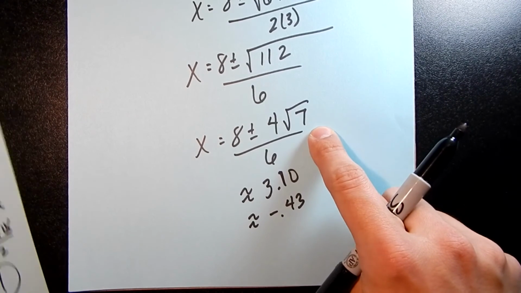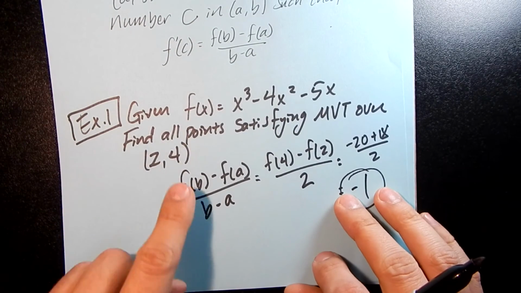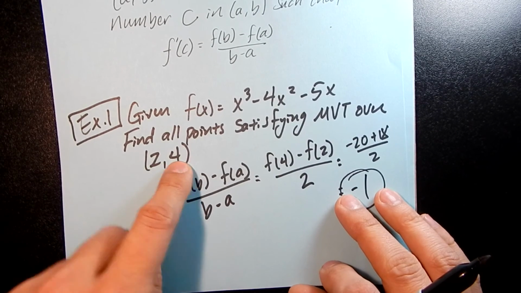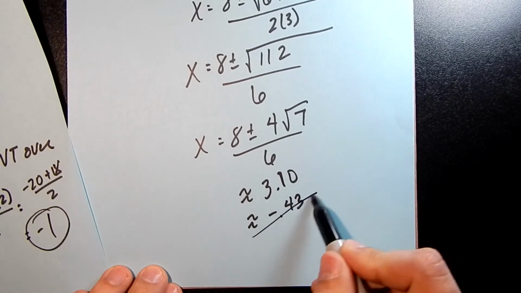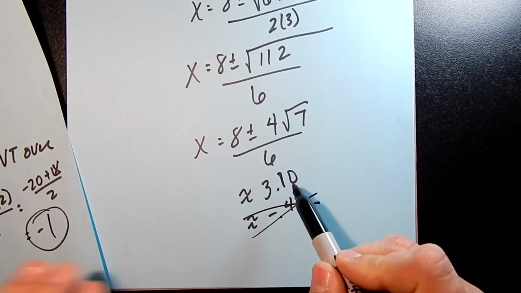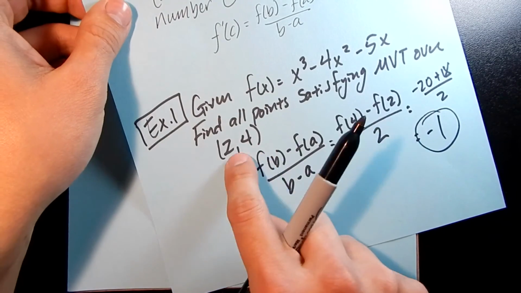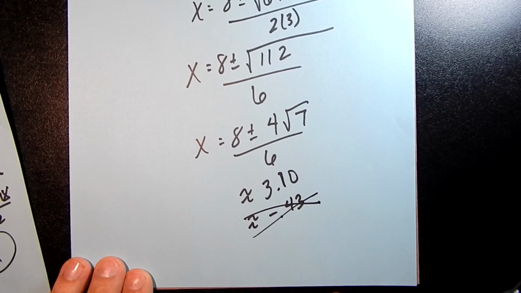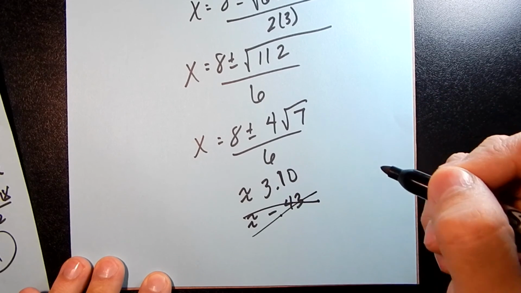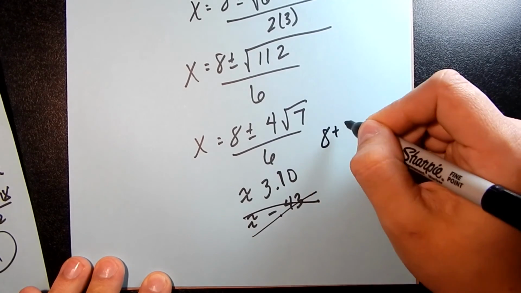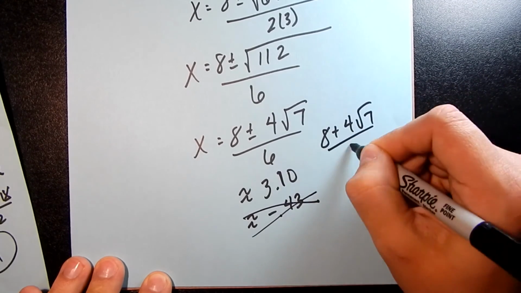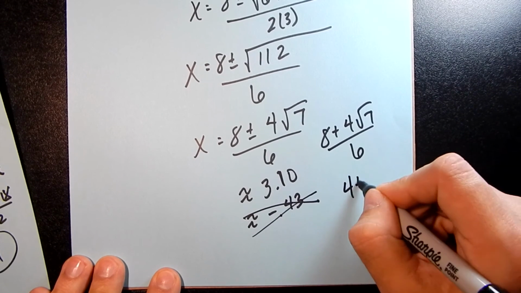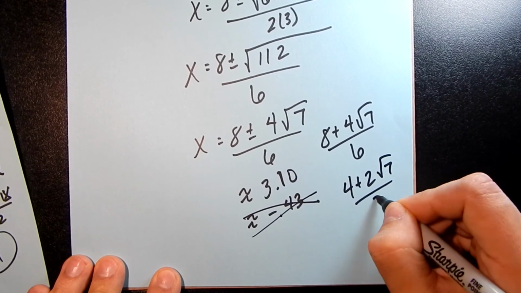So what we're looking for, if we go back to the original problem, we want to find all points satisfying the mean value theorem over this interval from 2 to 4. The negative one doesn't satisfy it. The 3.1 does, because 3.1 is in between 2 and 4. So this is the one we're looking for. So our answer is going to be 8 plus 4 radical 7 over 6, which we can simplify a little bit. We can factor a 2 out of everything. So 4 plus 2 radical 7 over 3.